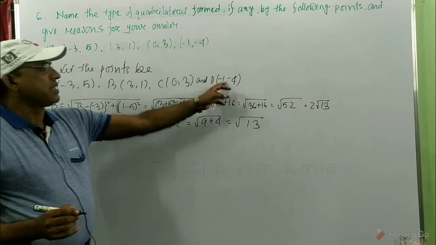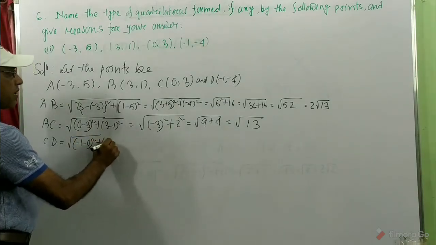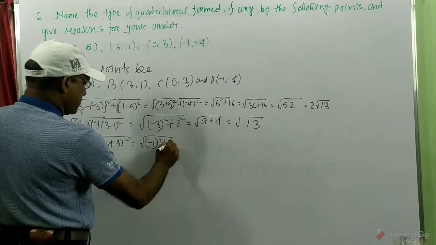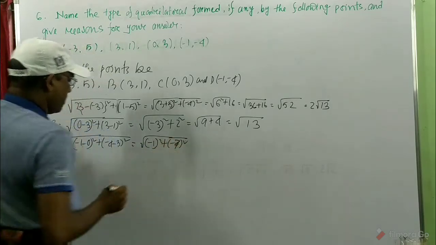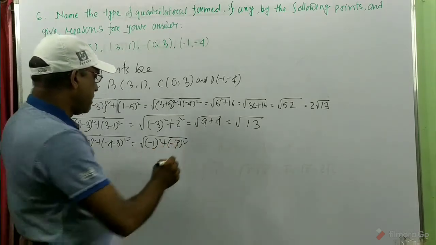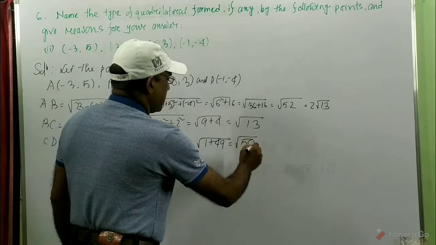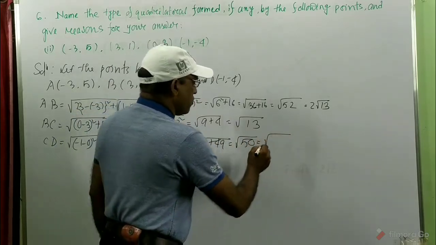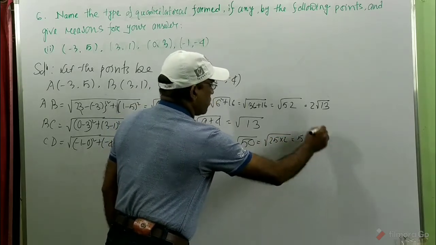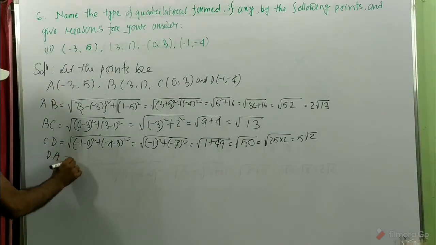CD: this and this. Minus 1 minus 0 whole square, minus 4 minus 3 whole square. And this is minus 1 square, this is minus 7 square. We get minus 7 square, and this will be 1 plus 49, this is 50, and 50 means 25 into 2, and this is 5 root 2. We get this CD.